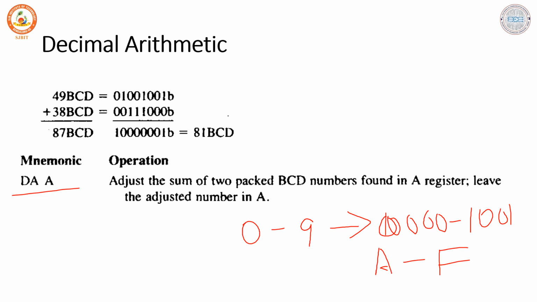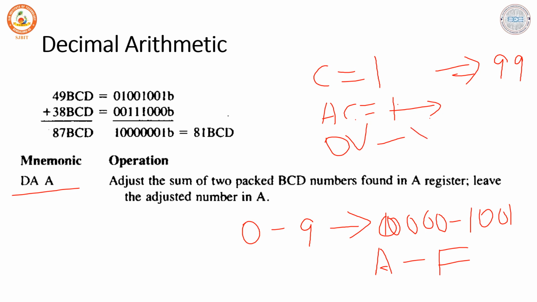So here the carry flag is set if there is a carry out from the higher order nibble, right? There are certain conditions for this also. The C flag is set to 1 if the adjusted number exceeds 99. And the auxiliary carry flag is set to 1. It's used by the DAA instruction. And the overflow flag is not affected in this.